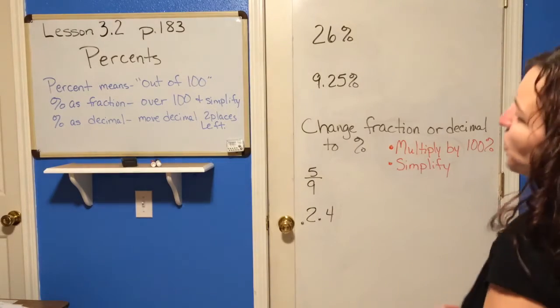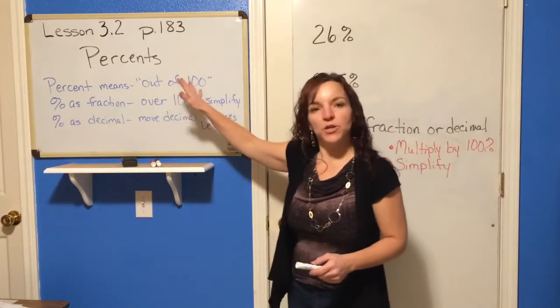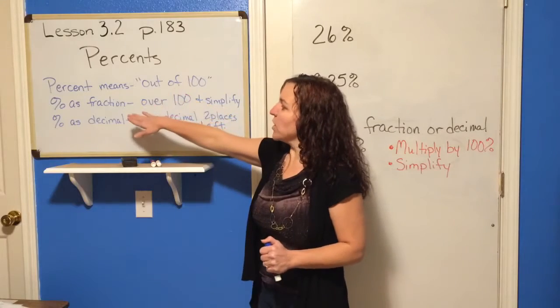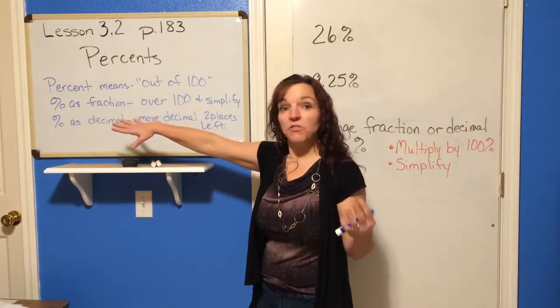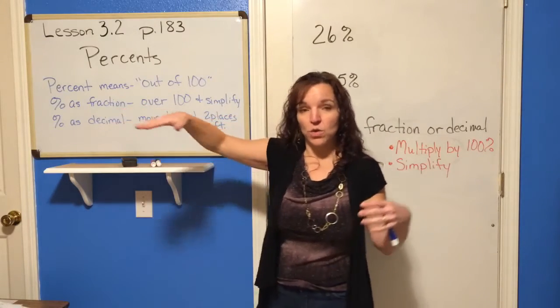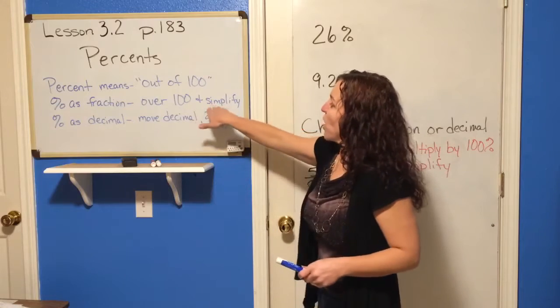Section 2 of Chapter 3 is on percents. And percent simply means out of 100. Percent means per 100. So if we want to change a percent to a fraction, we simply need to find it as a fraction over 100. So 25% is 25 per 100. So we put it over 100 and simplify.